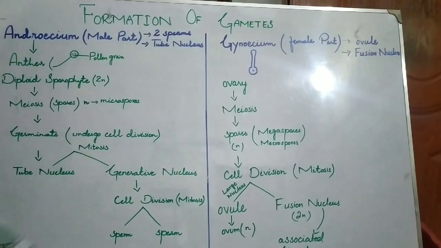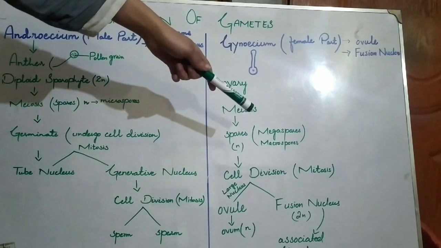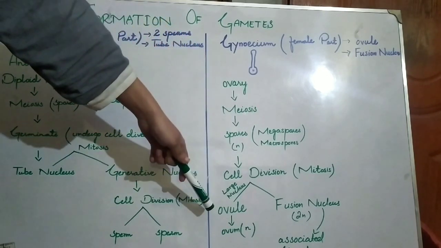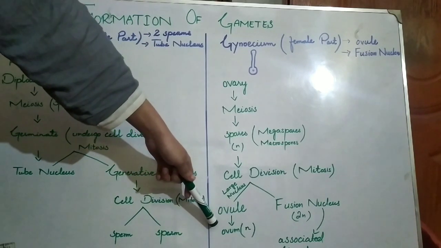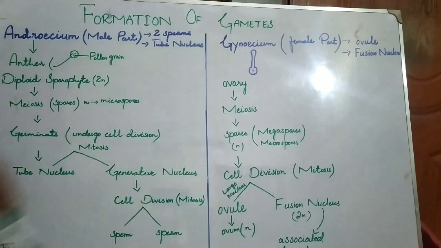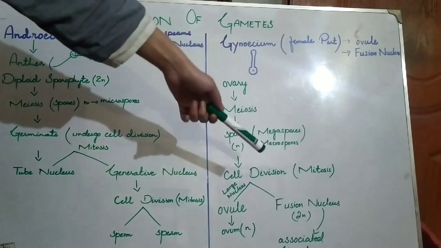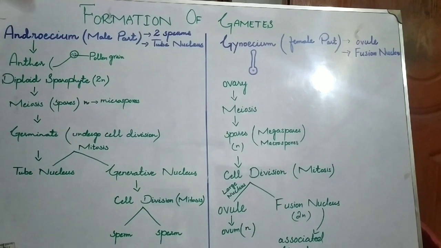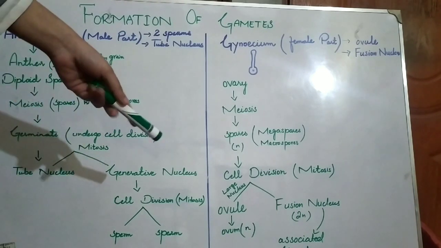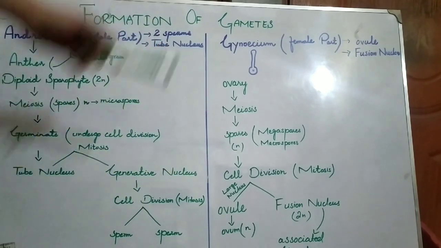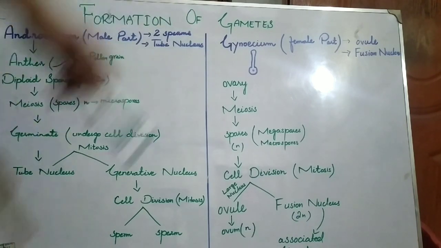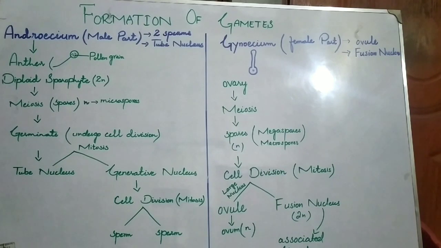It will undergo further cell division, which is called mitosis, and as a result, the large nucleus will convert into the ovule, which is also called the ovum, and this is haploid in number. And the fusion nucleus will be formed, which is diploid in number, and basically it is the associated structure in which two smaller cells fuse together. That's why this is called the fusion nucleus. These are associated structures which are always present with the ovule. So in the gynoecium, we will obtain the ovule and the fusion nucleus. So this is all about gamete formation in the sexual reproduction of flowering plants.